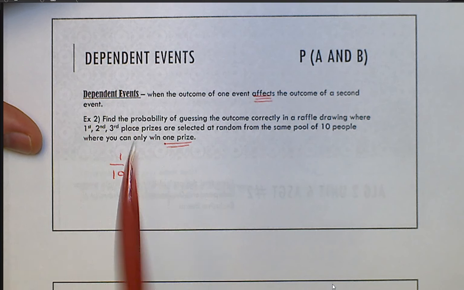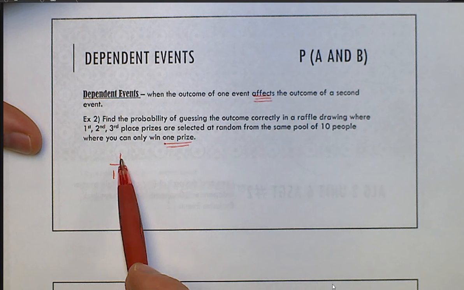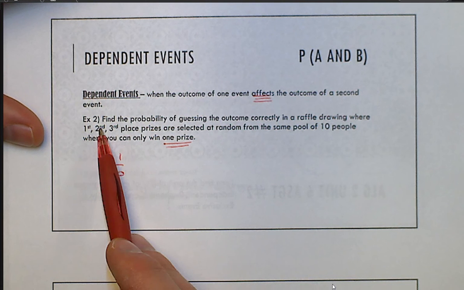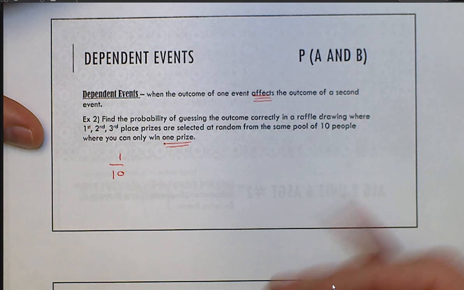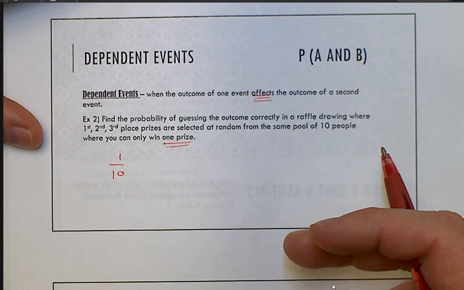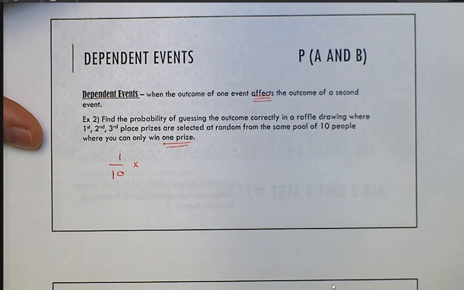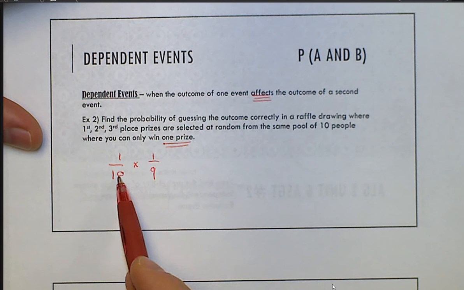However, since you can only win 1 prize, once this person, Tom, won first place, Tom is not eligible for second place. So what is the fraction that represents the probability for second place? Well, that would be 1 out of 9, right? Because Tom no longer exists in the pool for the second place prize.